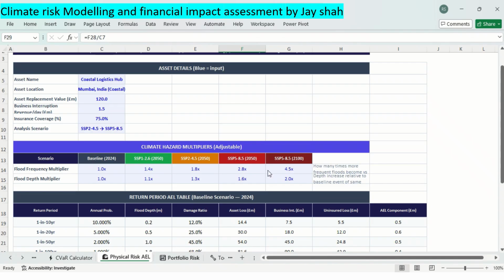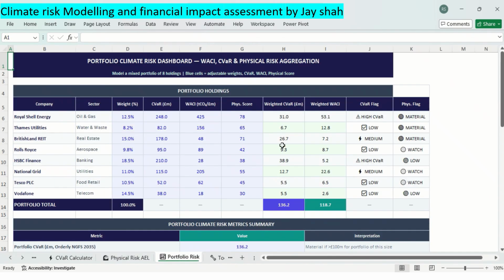Now let's move into the portfolio risk, which is the holdings portfolio. So the portfolio risk sheet scales from single company to portfolio level analysis. It models 8 holdings across different sectors that I have just given as an example, aggregates their weighted CVaR and weighted average carbon intensity, flags material risk concentrations, and drives an automatic bar chart for the same.